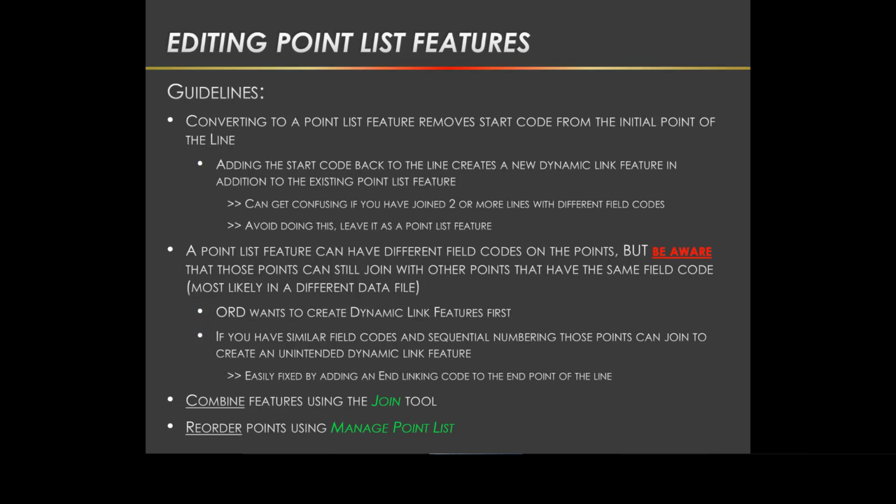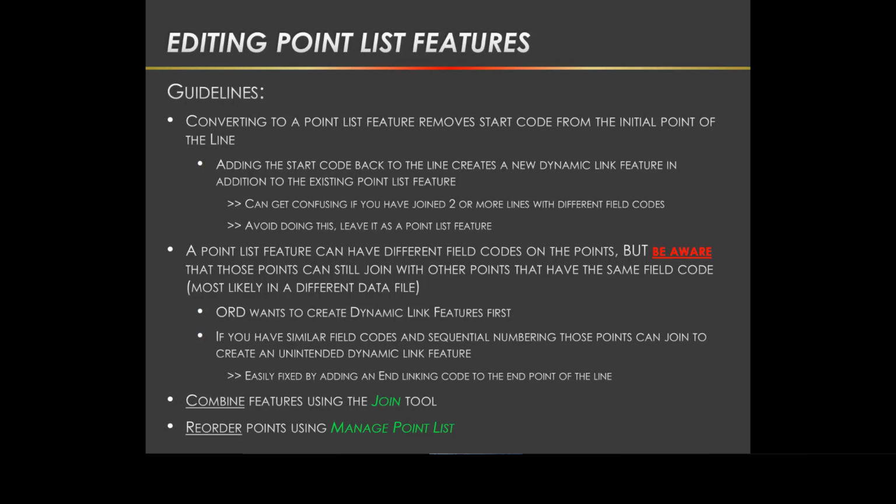So if you bring in another file and you added a start code to one of these, it can join all this stuff up. I have an example, and I've shown it in the past, but I'm going to point it out in a little more detail today. So the recommendation is just to avoid doing this. If you convert it to a point list feature from a dynamic link feature, just leave it as a point list feature. There's no reason to go back to a dynamic link feature.